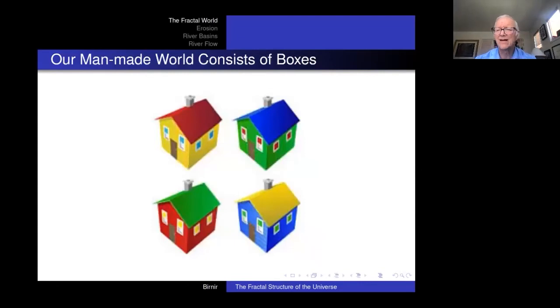Well, our man-made world does not consist of fractals. We like to build the buildings, and more or less our buildings are made out of little boxes. Sometimes we get creative and we have various sizes of boxes, but the basic concept is a box. And that's not a fractal.